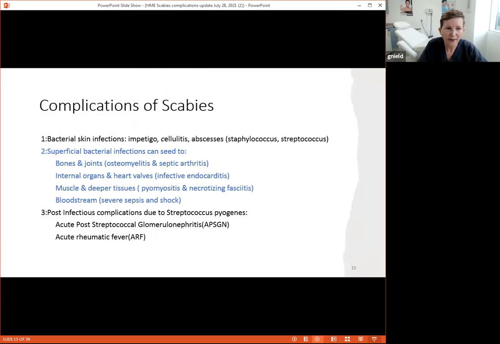So now we are moving on to superficial bacterial infections, and they can seed to the bones and joints, causing osteomyelitis and septic arthritis. They can go to the internal organs and heart valves, known as infective endocarditis. They can go deeper to the muscle and deeper tissues called pyomyositis and necrotizing fasciitis. And it can get to the bloodstream with severe sepsis and shock.